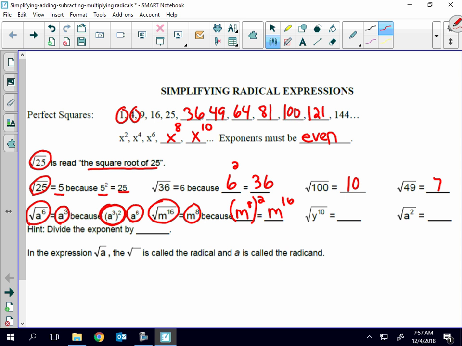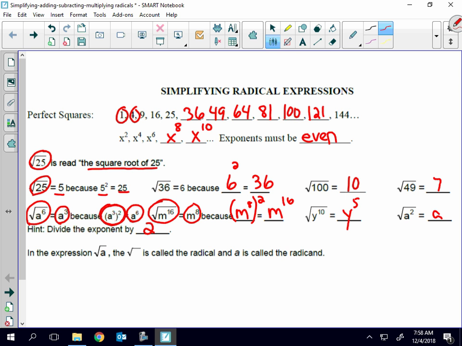Y to the 10th, okay, is going to be y to the 5th power. We divide the power in half. And the square root of a squared is just a. You guys know that already. That's easy. Divide the exponent by 2.